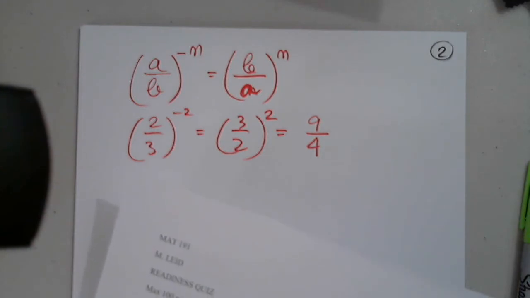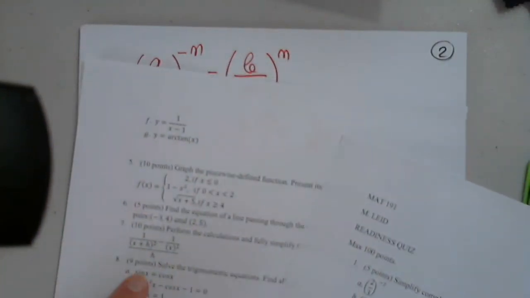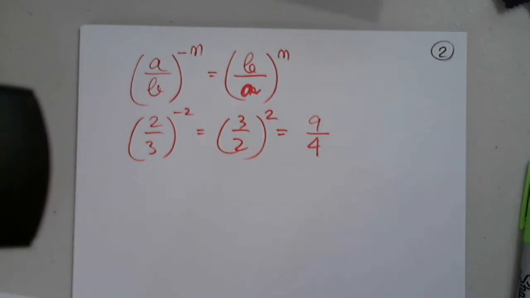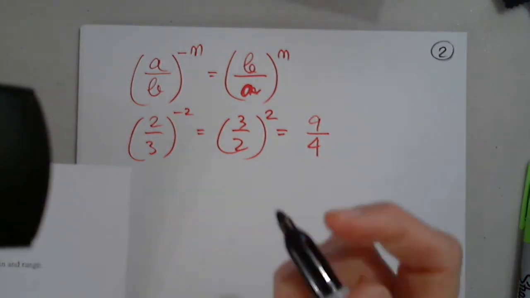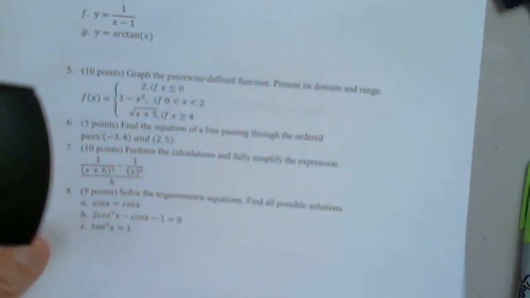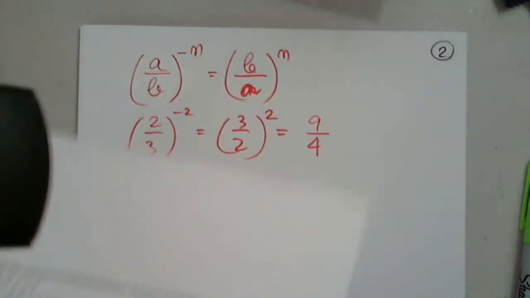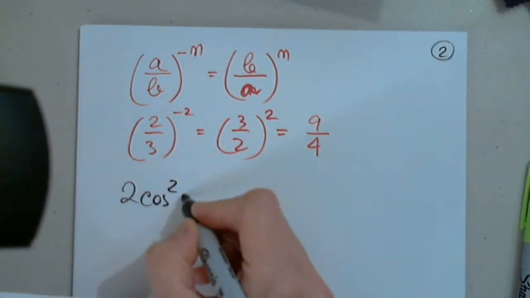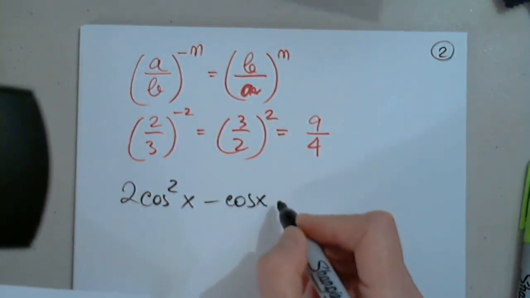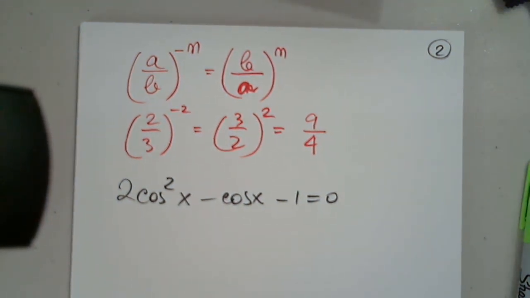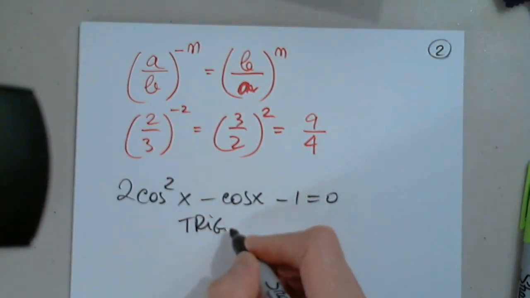Could you go for number 8? Which one? Number 8? This one? Yeah. Very good. So these are the trig equations. Any particular one? A, B, C? Which one would you like to start with? B. Okay, very good. So we have 2 cosine squared x minus cosine x minus 1 equals 0. Perfect. Okay. So obviously this is a trigonometric equation.